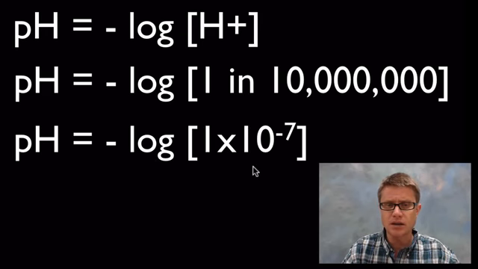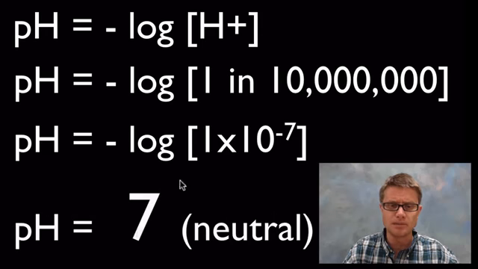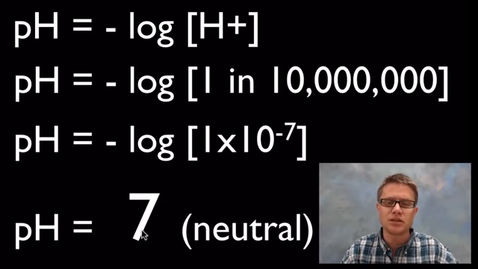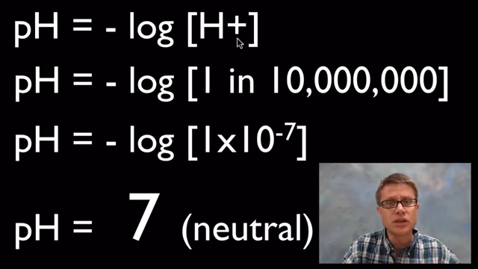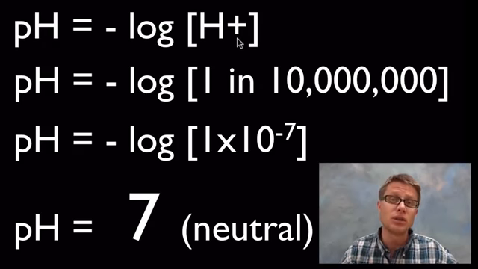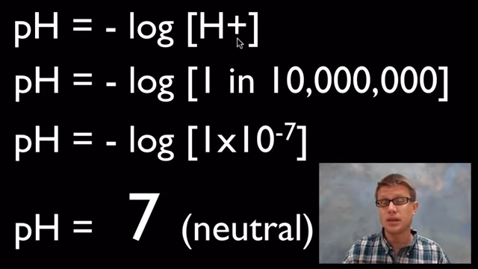If you were to put this in your calculator, if we take the negative log of 1 times 10 to the negative 7th, what do we get? 7. And so the pH is going to be 7. And this gives us a number that we can actually deal with. And so what does it mean if the pH is 7? It means that the concentration of this hydrogen ion is going to be really, really small. And if we ever vary that, then we're going to be varying the pH.